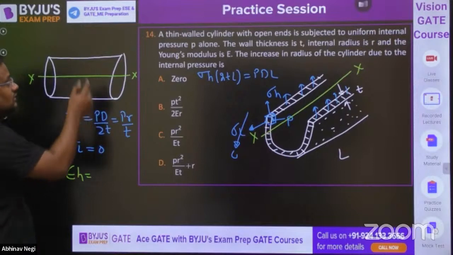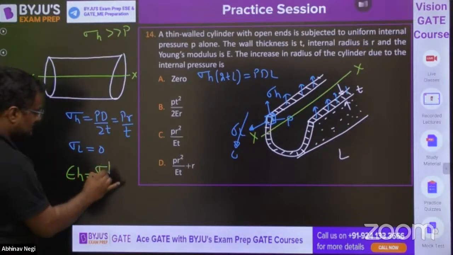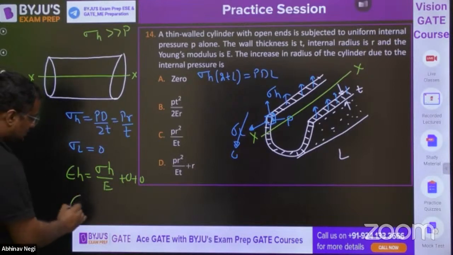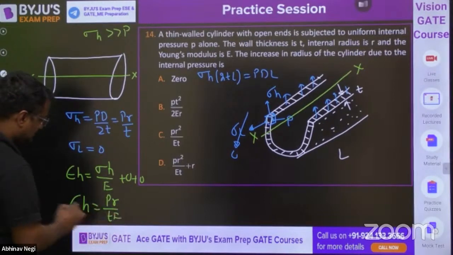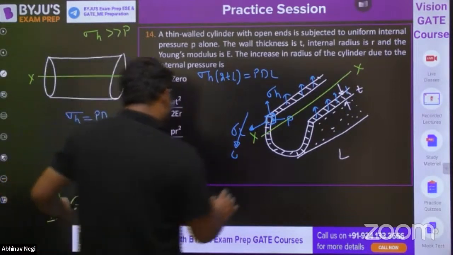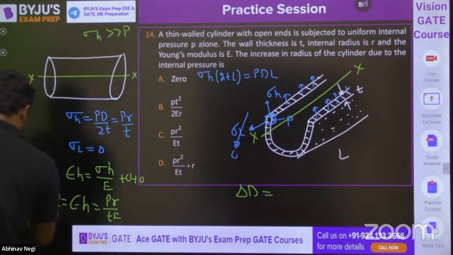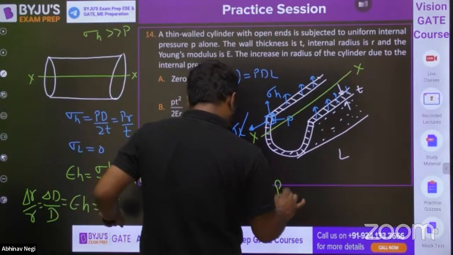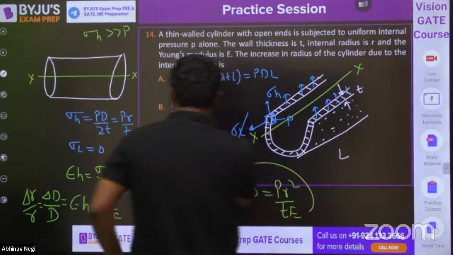So sigma h is very much more than p. So I'm neglecting p. So epsilon h is sigma h by E. Other terms are 0 because sigma L is 0. So epsilon h is sigma h by E, so pr by tE, and this is delta d by d. What they're asking is the increase in radius, so delta d by d, or it can be delta r by r also. So it is pr square by tE. That is option number C.